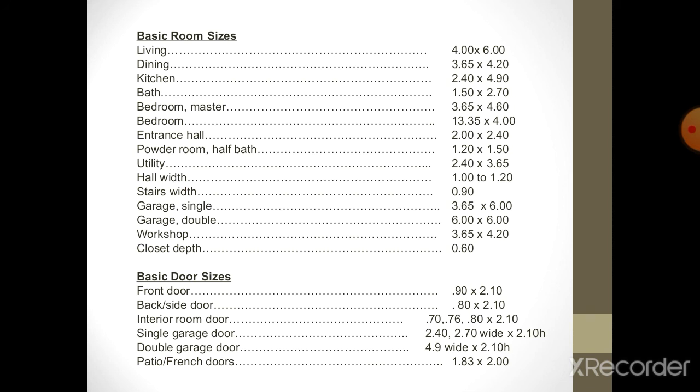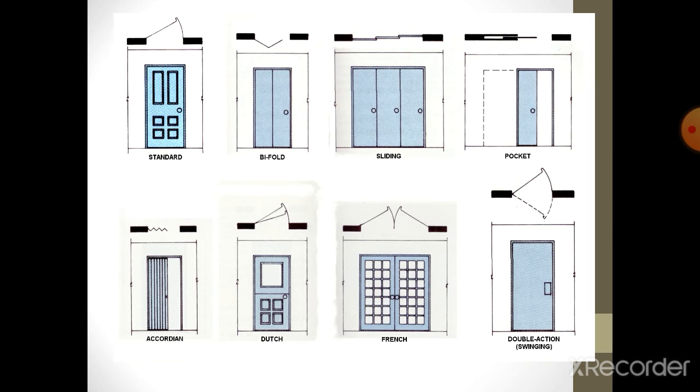Okay, so we have here samples of a door schedule. As you can see, it includes the plan and of course kung ano yung mag-iitsura niya with regards to the elevation. So we have here the standard, the bifold, sliding, and then pockets. So yung standard natin, this is the swinging doors. We also have here the accordion, the Dutch, French, and the double action swinging, which has 2 hinges. That's why it can move to and fro as it swings.